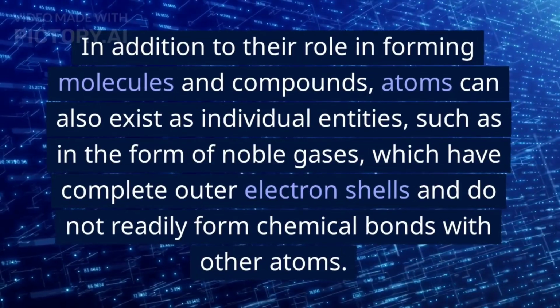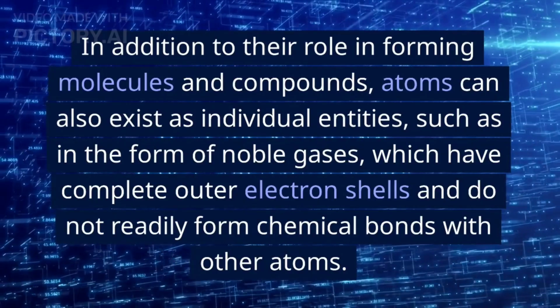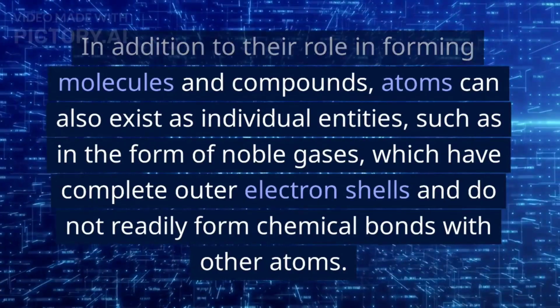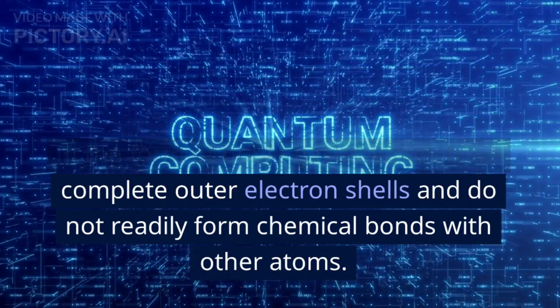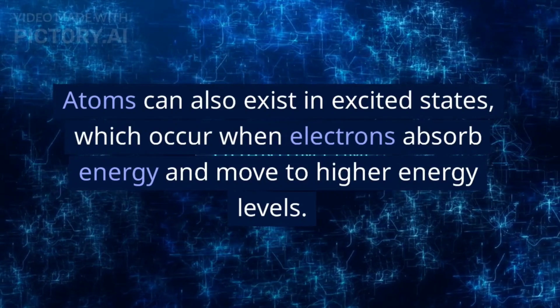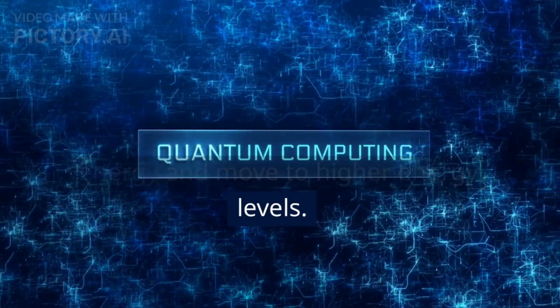In addition to their role in forming molecules and compounds, atoms can also exist as individual entities, such as in the form of noble gases, which have complete outer electron shells and do not readily form chemical bonds with other atoms. Atoms can also exist in excited states, which occur when electrons absorb energy and move to higher energy levels.